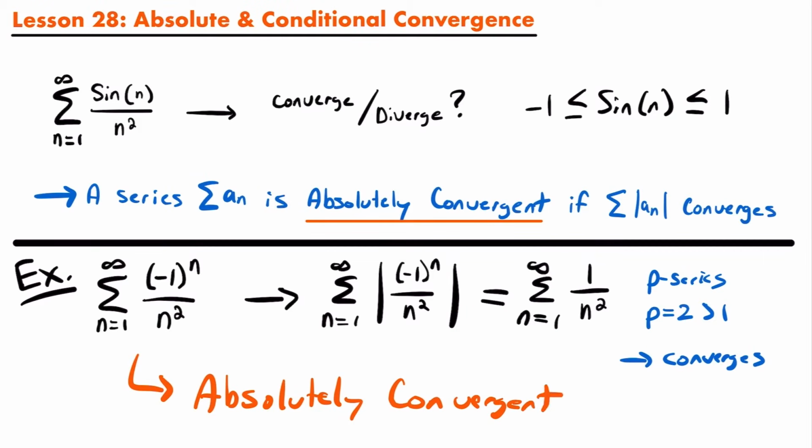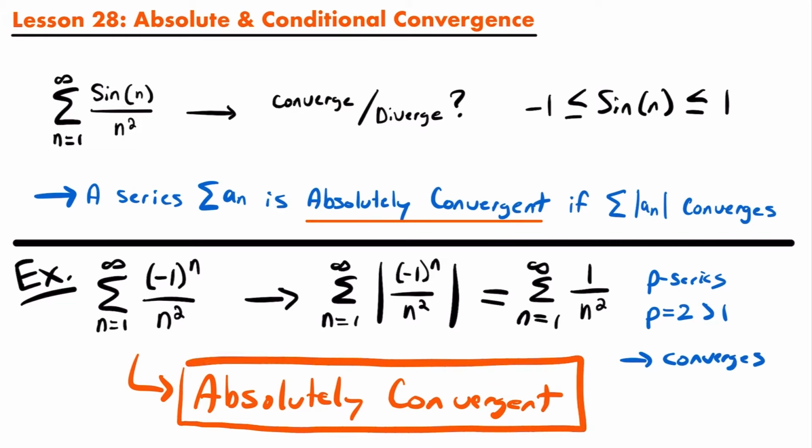Okay, and so now we showed that this alternating series is absolutely convergent. And essentially what that means is that it doesn't matter if the terms of this series are all positive or if they are both positive and negative, it's going to converge either way. And so we would actually say that absolute convergence is stronger than regular convergence because it doesn't matter what the sign is for the terms of the series, it's going to converge either way.